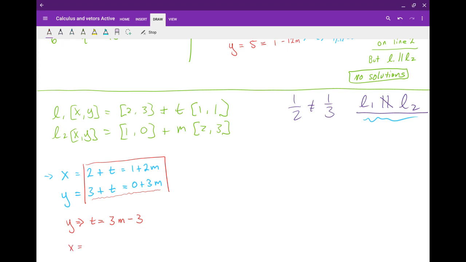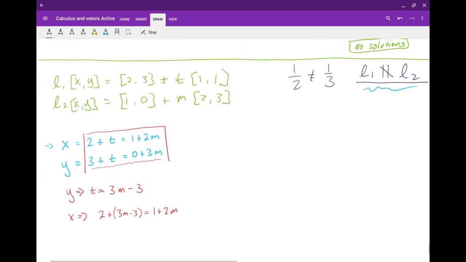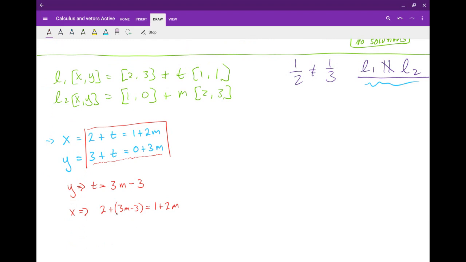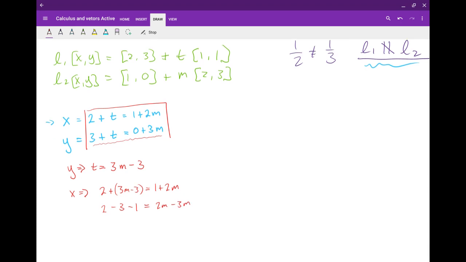Now, in the x formula, I'm going to write 2 plus t, but remember, t is 3m minus 3, should equal 1 plus 2m. Okay, and now look at this. This is spectacular. I have just a single m in this equation. Well, I have two m's, but I can get it together here. So I'm going to pass my number over here and this m over there. And so I'm going to get 2 minus 3 minus 1 equals 2m minus 3m.